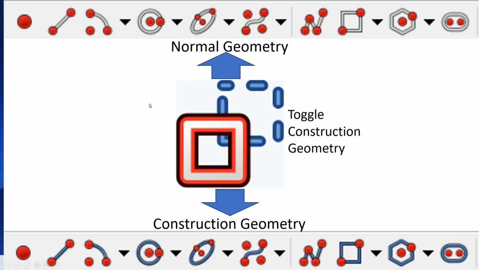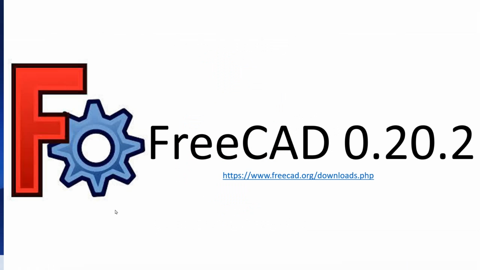Hi, I'm Mitch, and this is a quick FreeCAD tip on finding the toggle construction geometry button and using it to change between normal geometry, which is used to build features, and construction geometry, which is used simply to create reference geometries. I'm using FreeCAD 20.2 for this.